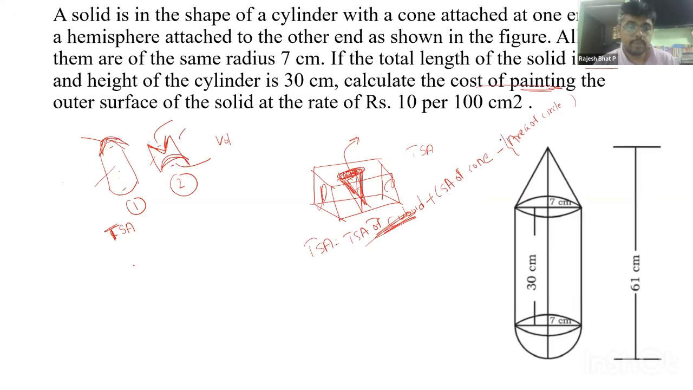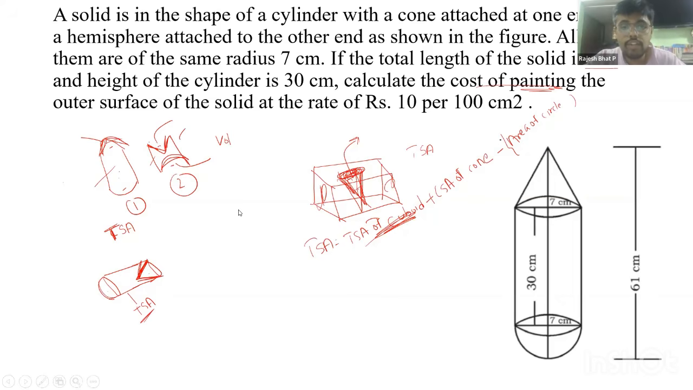In the same way, if you take this shape, now one more shape. What is the total surface area of this shape? But first, what is the volume? Volume is very simple: volume of cylinder plus volume of hemisphere minus volume of cone. There is no confusion in volume. But for TSA, it is CSA of cylinder, CSA of hemisphere, plus CSA of cone. Okay, understood?